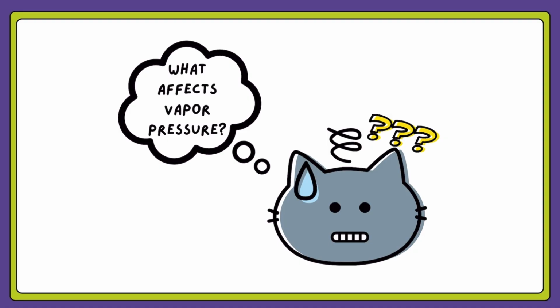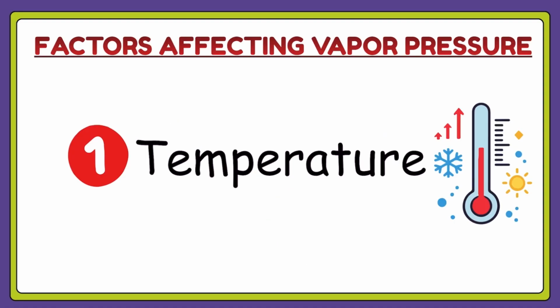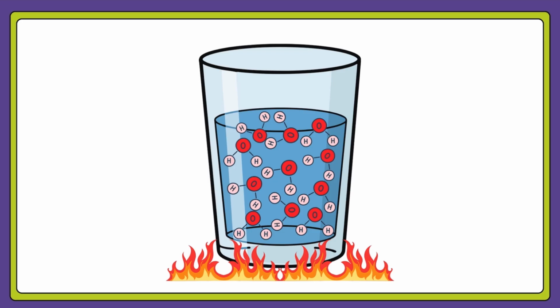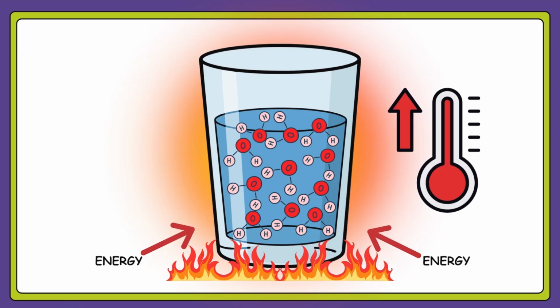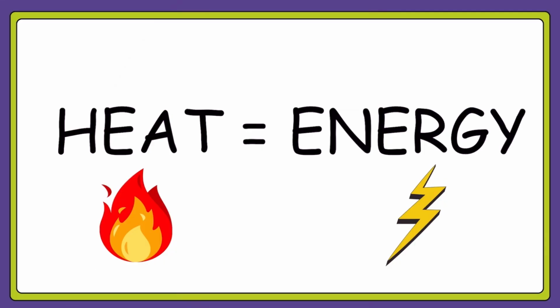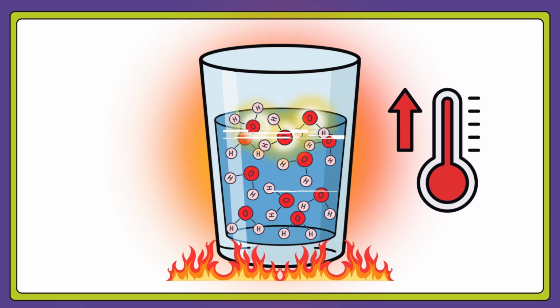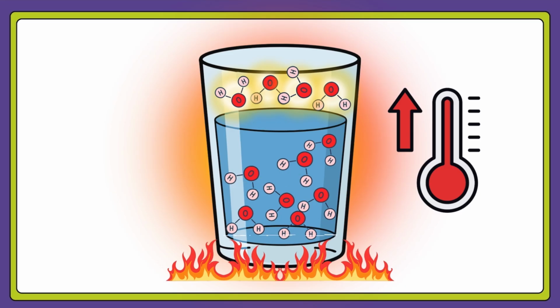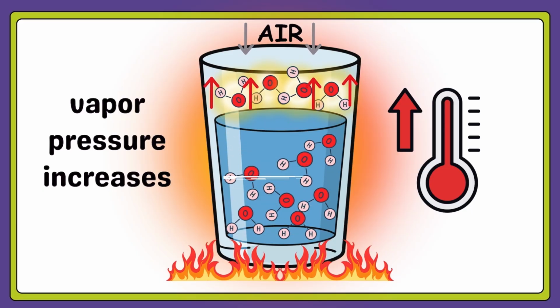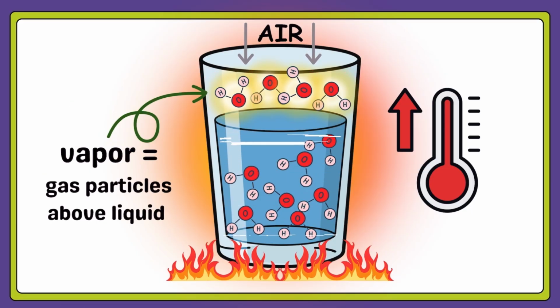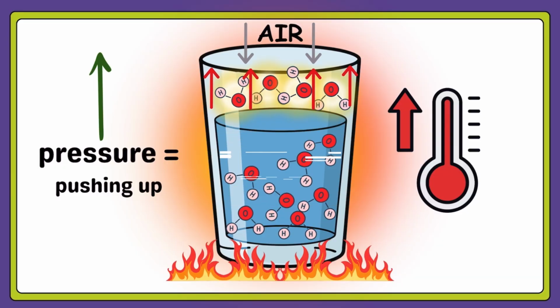Now let's talk about what affects vapor pressure. Number 1, temperature. When we heat this glass of water, the temperature increases, meaning energy is being added to the system in the form of heat, so heat equals energy. As temperature rises, particles are moving faster. More of them have enough energy to escape the liquid, so more gas particles collect on top of the liquid, all pushing upward against air like an army. This causes vapor pressure to increase because vapor equals gas particles above the liquid, and pressure equals pushing up.